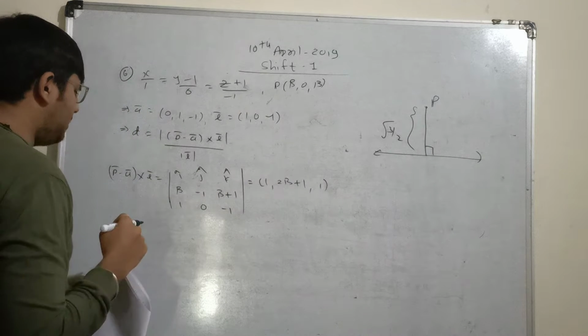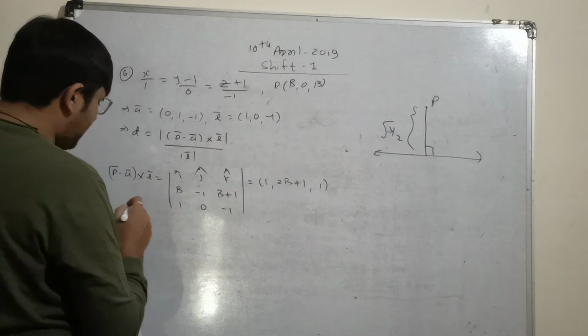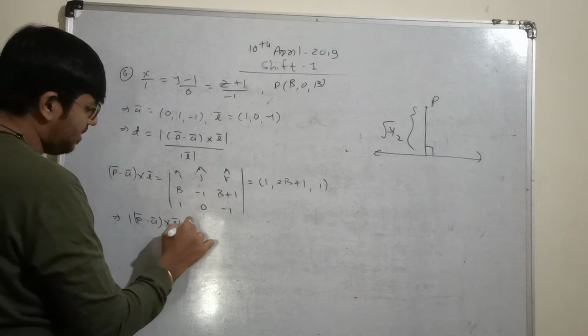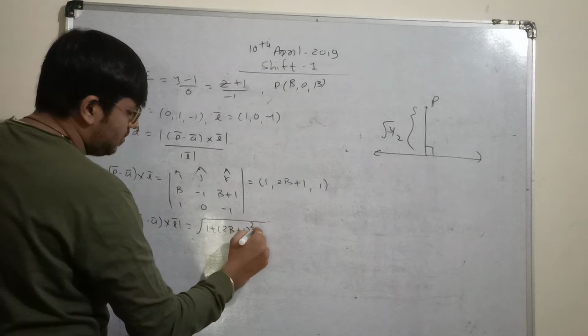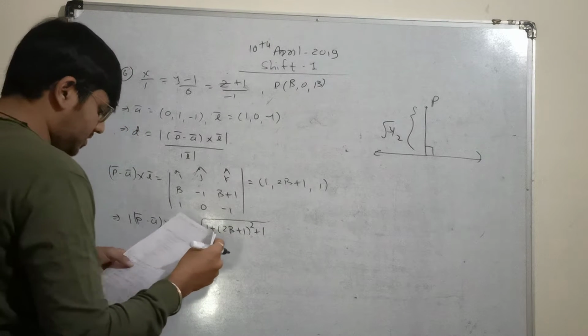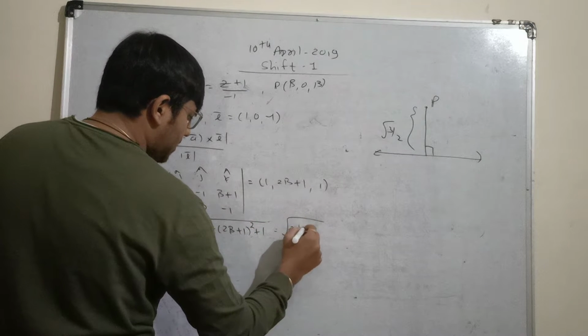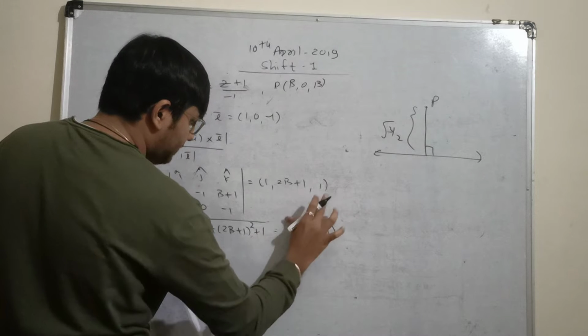So this will be the cross product of P bar minus A bar and L bar. Now if I want to take the modulus of that, P bar minus A bar cross L bar is equal to root of 1 plus 2 beta plus 1 whole square plus 1, which is equal to root of 2 plus 2 beta plus 1 whole square.